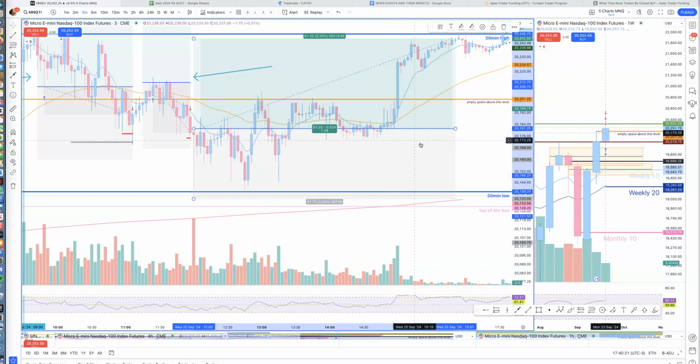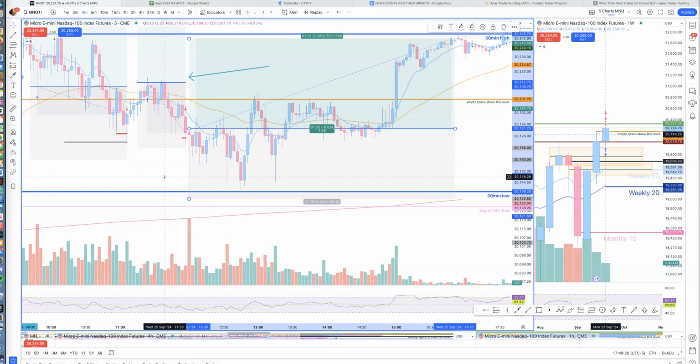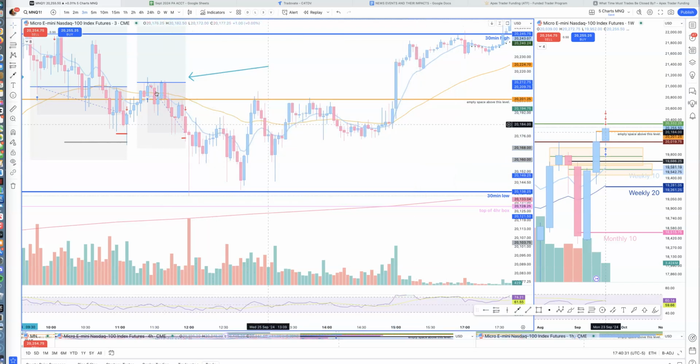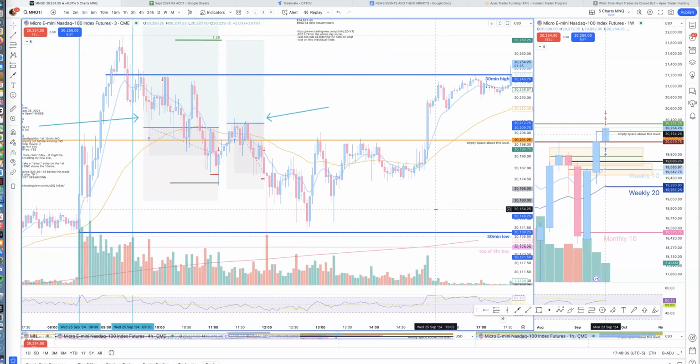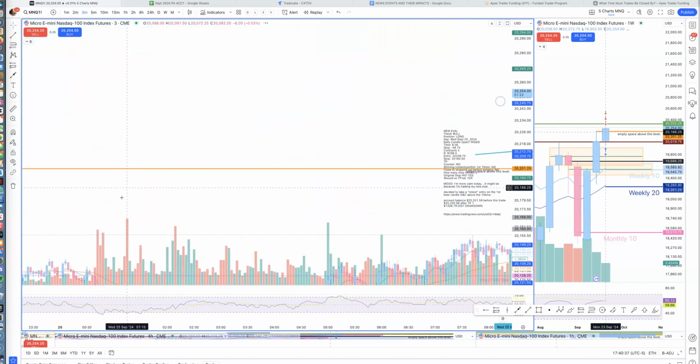I'm trying to remember if I had it placed or not, but anyways, I didn't end up really taking it. But that was a really good candle to get above, and I just wish I would have done it. I would have won at least some of the money that I lost back earlier. Okay, so that is today.